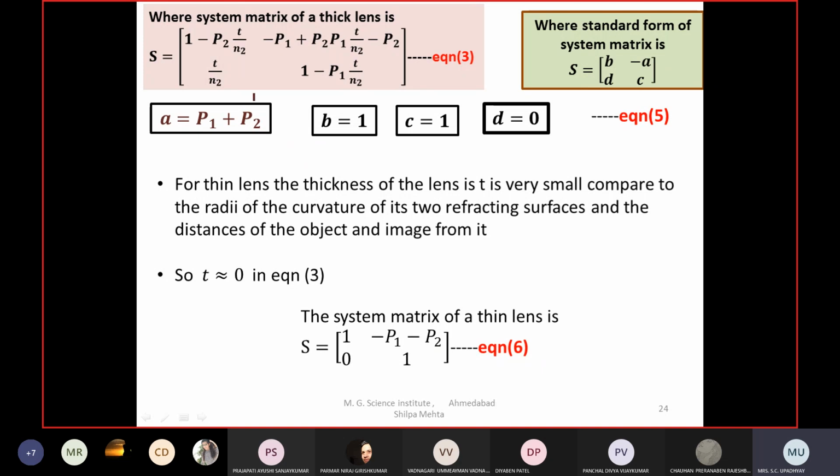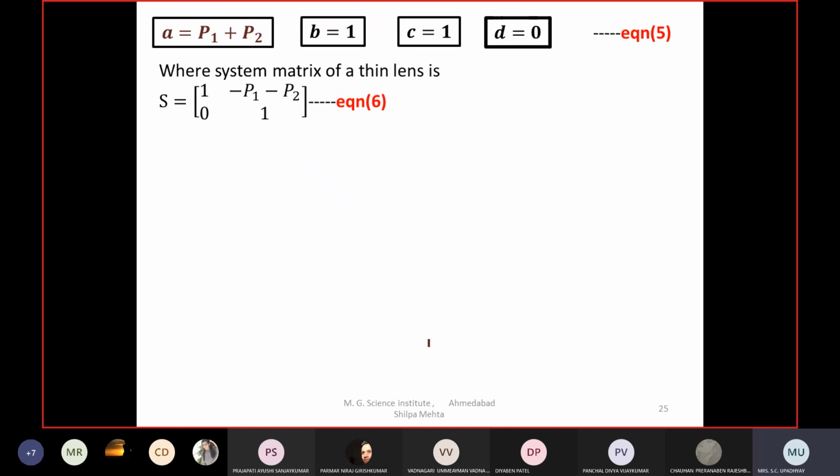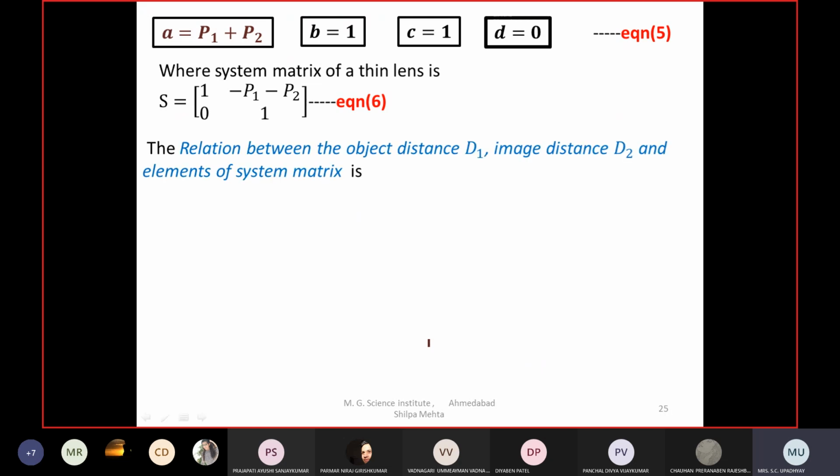So substituting T equal to 0 in equation number 3, we get the equation of the system matrix of a thin lens. So the system matrix of the lens we use in the laboratory can be obtained from this equation 6. Now an object is always placed in front of the system matrix, and then we get the image, and whenever an object comes, this relation comes with it. This is the relation between the object distance d1, image distance d2 and elements of the system matrix.